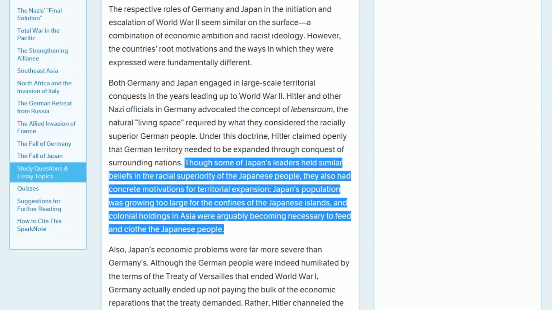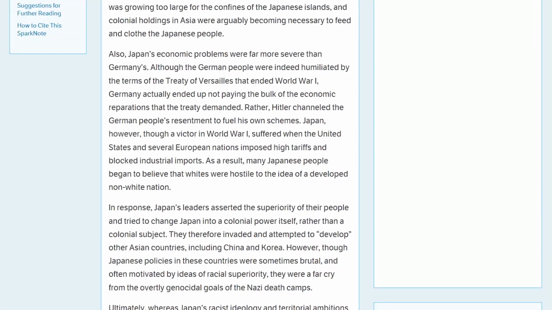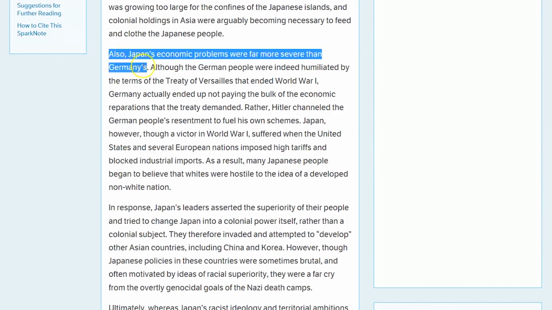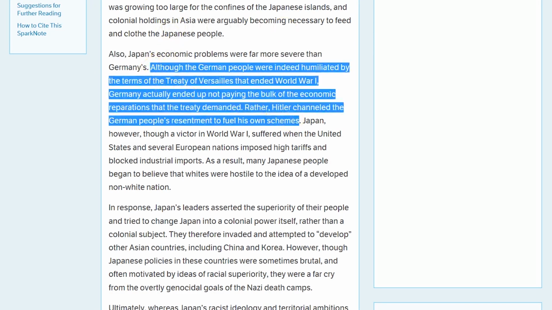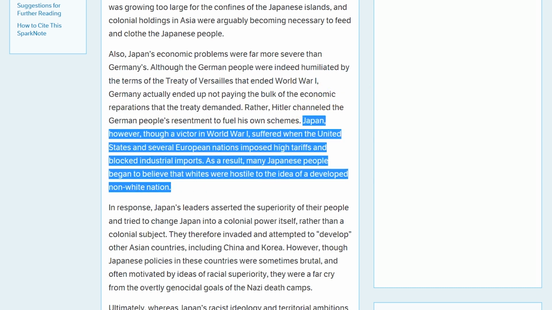Next paragraph. This paragraph's topic sentence says, "Also, Japan's economic problems were far more severe than Germany's." Then, once again, we have a section detailing the economic difficulties in Germany, followed by the same concept for Japan. See, there's nothing random here. These two paragraphs both follow a compare-contrast organizational structure.